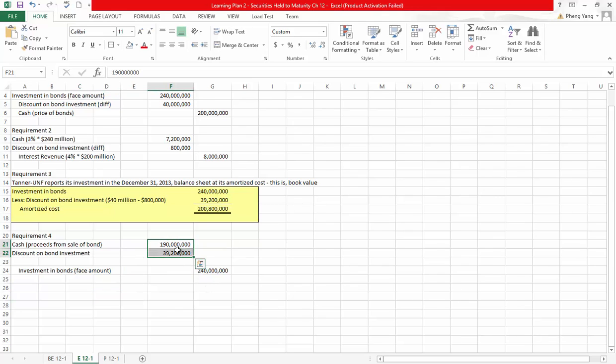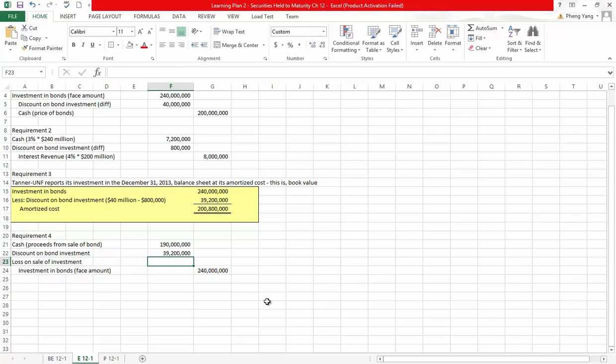If you add up all your debits and they do not equal your credits, in Excel, if you highlight over the numbers that you want to add up, down here in this area, hopefully you can see that it gives you a sum of 229,200,000, which is short of the 240 million. So we know that we have a loss. And like I said earlier, if you have a loss, it's a debit. So it will be loss on sale of investment.